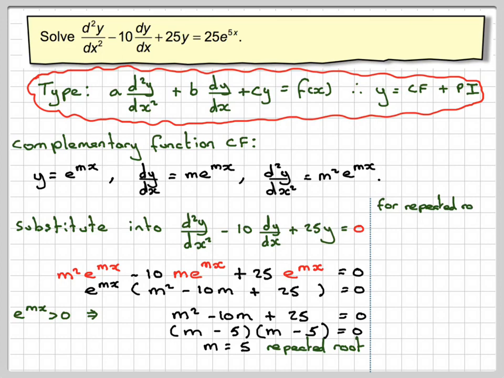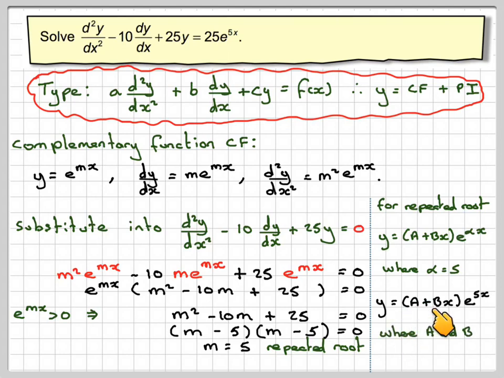Now, for a repeated root, the complementary function is going to be y is equal to a plus bx, e to the alpha x, where alpha will be 5. So in our case, y will be equal to a plus bx, e to the 5x, where a and b are arbitrary constants. Now, for the particular integral, we have to be very, very careful here.